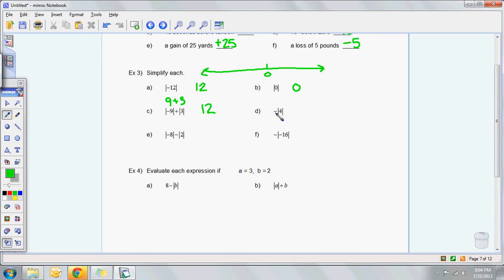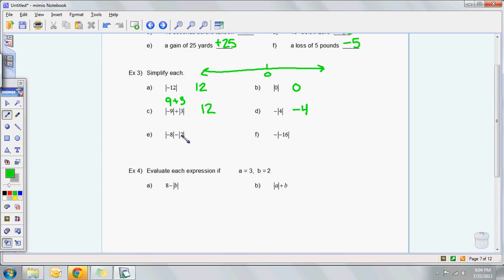Next one, this one's a little tricky because the only thing that's in the absolute value brackets is this 4. So I'm going to ignore this negative for right now. What's the absolute value of 4? Well, it's just 4. So this negative here, I'm going to add on to it because it wasn't part of the absolute value expression. So our rule of absolute value always being positive doesn't count if that negative is not part of the absolute value expression. So that's an exception to the rule.